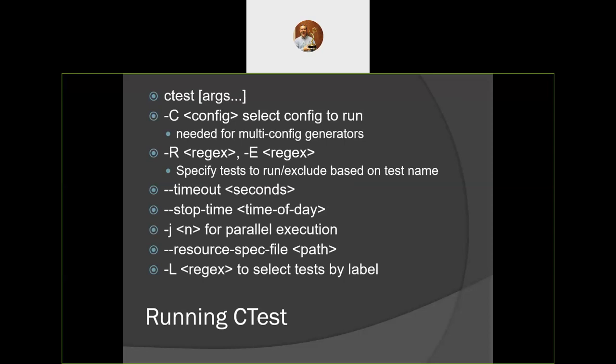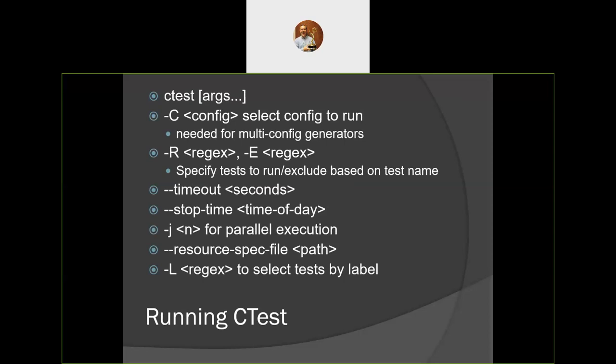There are many possible command line arguments to CTest, as you might imagine. These are some that you might need. If you're using a multi-configuration project generator like Visual Studio, then when you run CTest, you'll want to tell it the configuration that you want it to run, because if you haven't built the release configuration, then the test executables for a release configuration won't exist. Only if those test executables are targets that are built by CMake. If they're just ordinary script commands, then it won't matter, right?